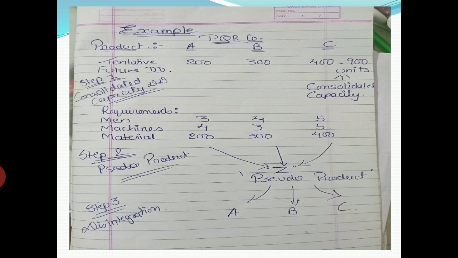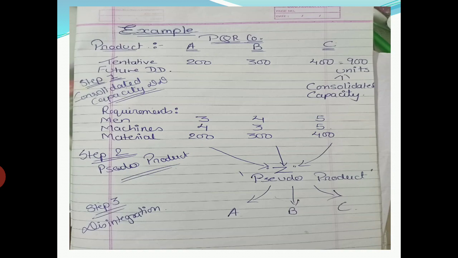Now this is what is known as the consolidated demand. That means 900 units are to be produced. This is the consolidated capacity that we need to have, and to produce these 900 units we must have everything with us, and that is what is being planned out.